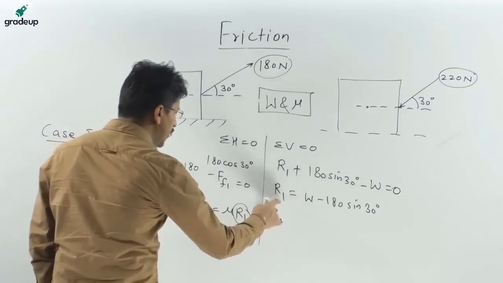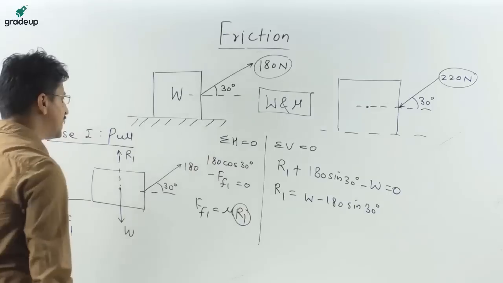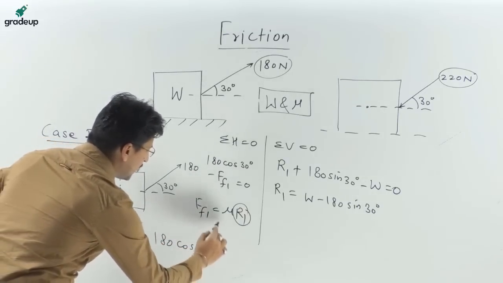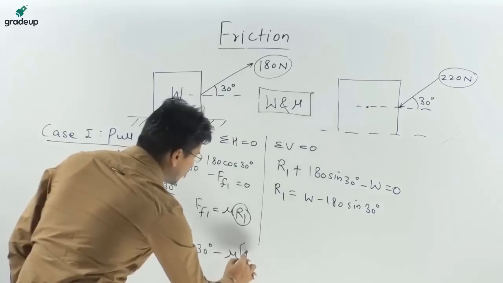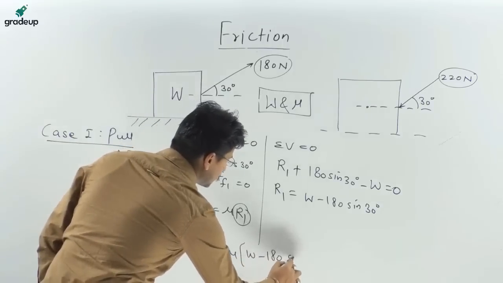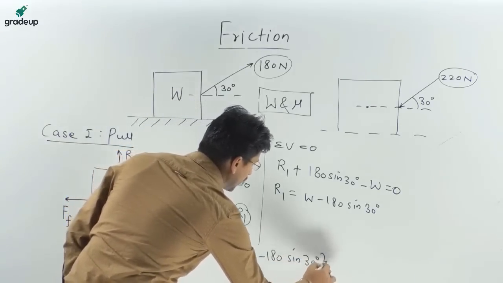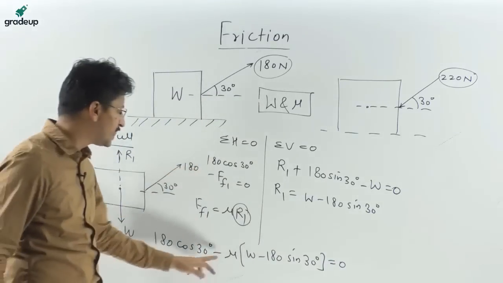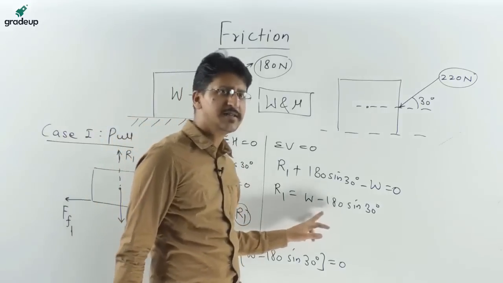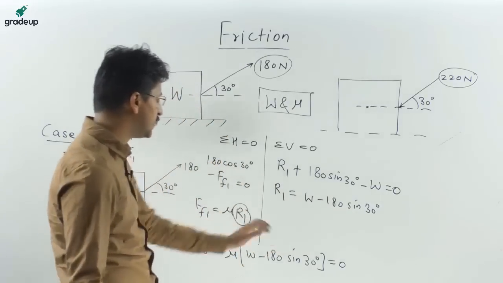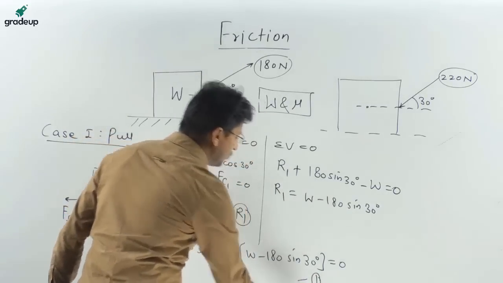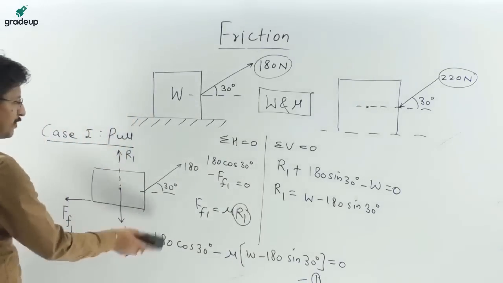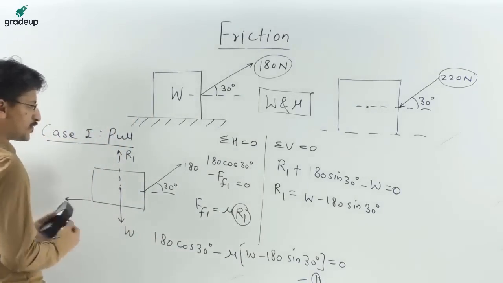Just substitute this value here. You will get 180 cos 30 degree minus mu times R1, where R1 is W minus 180 sin 30 degree, equal to 0. This you get as equation number 1. Now, taking the second case, I will not rub this equation because that is what we require.